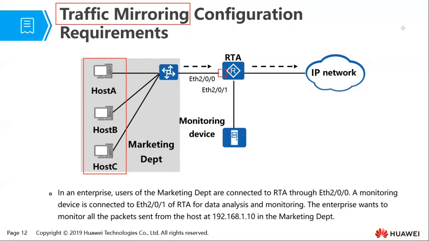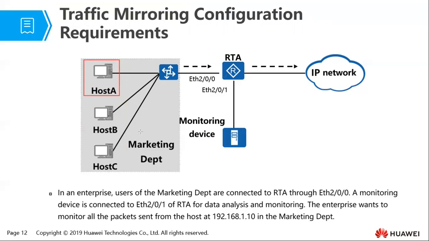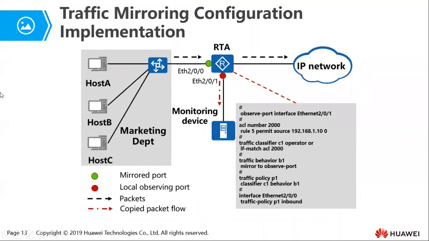But what if we just want to monitor host A? We just want to monitor and copy packets that are coming from host A to our observing port. How do we do that? We do that by configuring traffic mirroring. So that's the difference. Traffic mirroring is able to mirror a specified data flow. How to do that? You specify the data flow using, for example, access control lists and traffic classifiers.